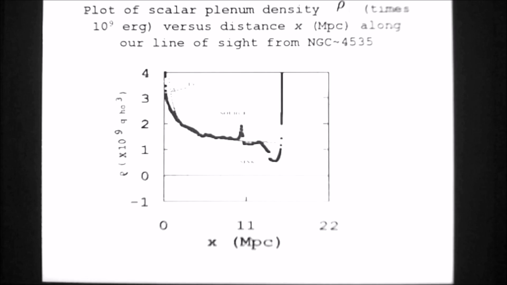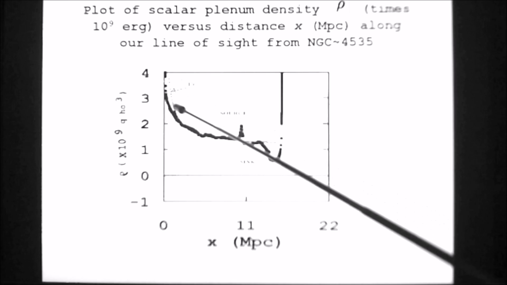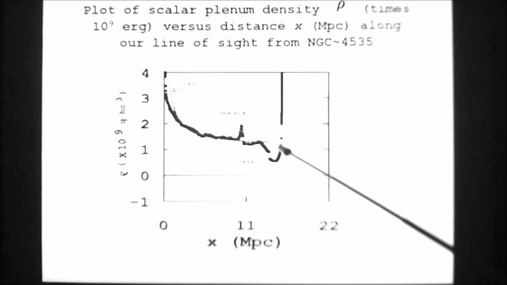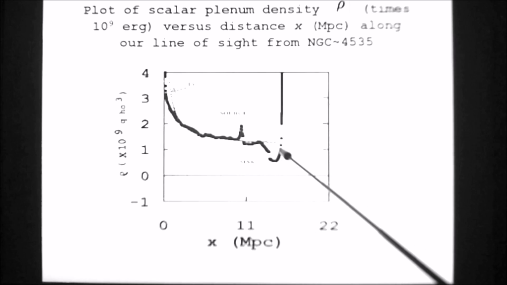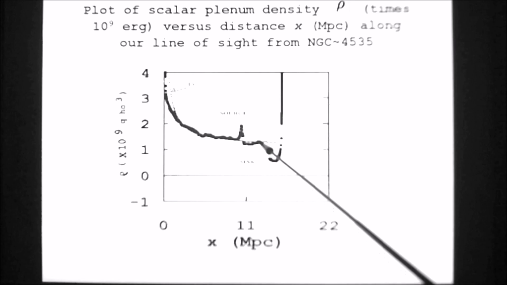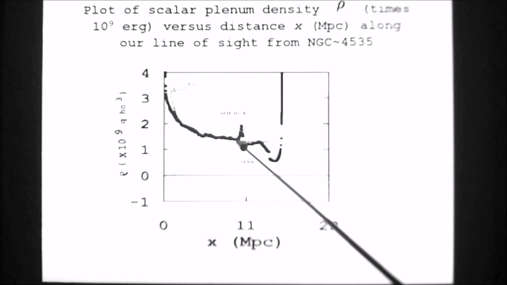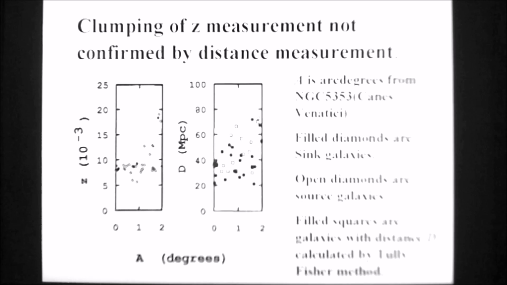Plot the scalar potential density versus distance. This is a graph that appeared in the previous video. You see, here's the 1 over r relation, which would give the Hubble law, but there is a sink and some sources close to our line of sight, so the plenum density is modified from the Hubble law. The z measurements are kind of clumped, and that clumping is not confirmed by the distance measurement.